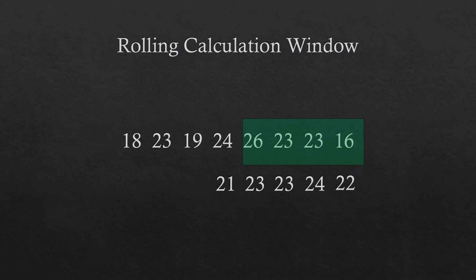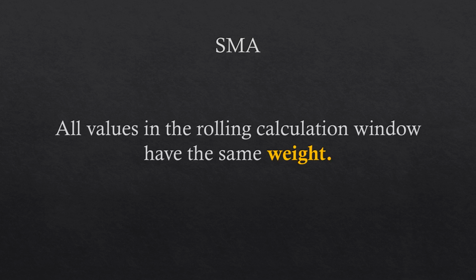The rolling calculation window property of moving averages never changes, but the way to calculate the mean or average does change. When we say that there are different types of moving averages, we refer to different ways of calculating the mean. This moving average we have been calculating so far is the well-known simple moving average, or SMA for short. The main characteristic of the SMA is that all values inside the rolling calculation window have the same weight in the calculation, meaning that they equally affect the final result.